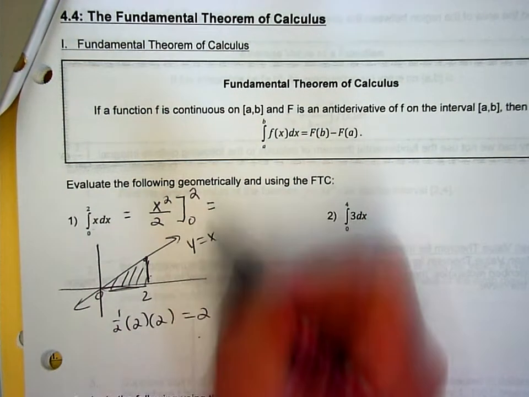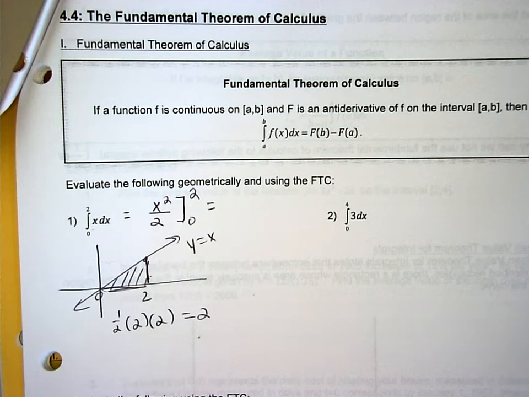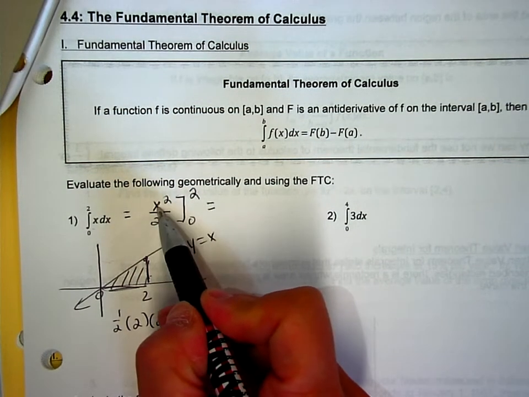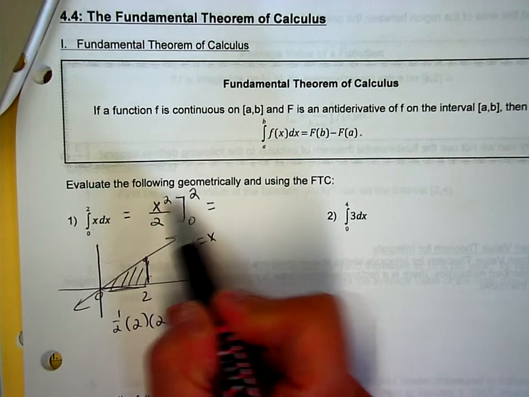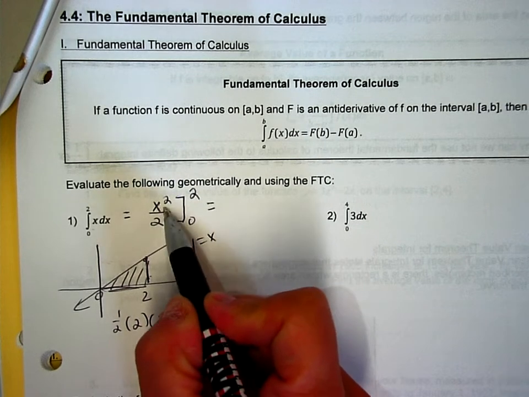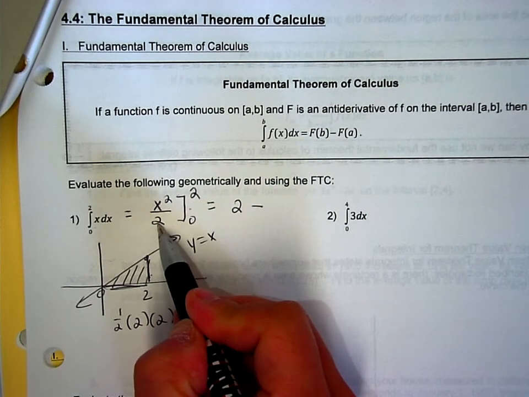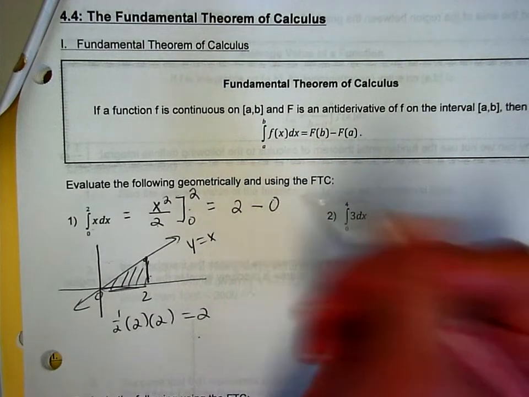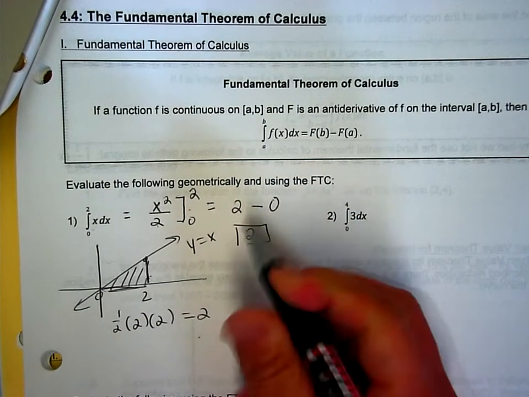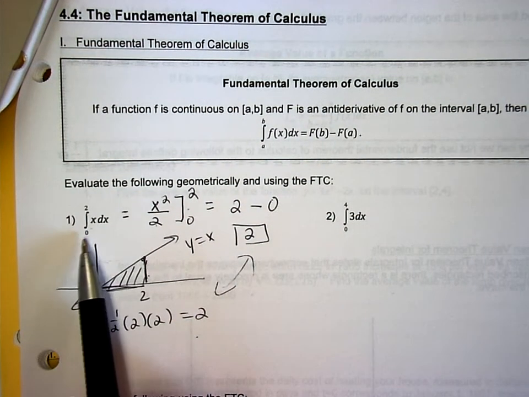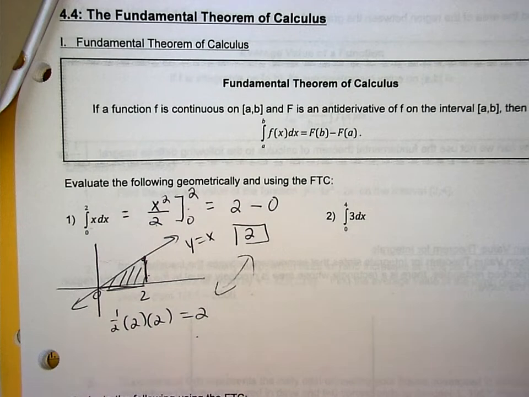So the way that you evaluate a definite integral is called the fundamental theorem of calculus. And what this says is you take the upper bound, plug it into your antiderivative. So you have 2 squared, which is 4 divided by 2, which is 2, minus, you're going to plug in the 0, which is going to be 0, and 2 minus 0 is 2, which is the exact same answer that you get here.